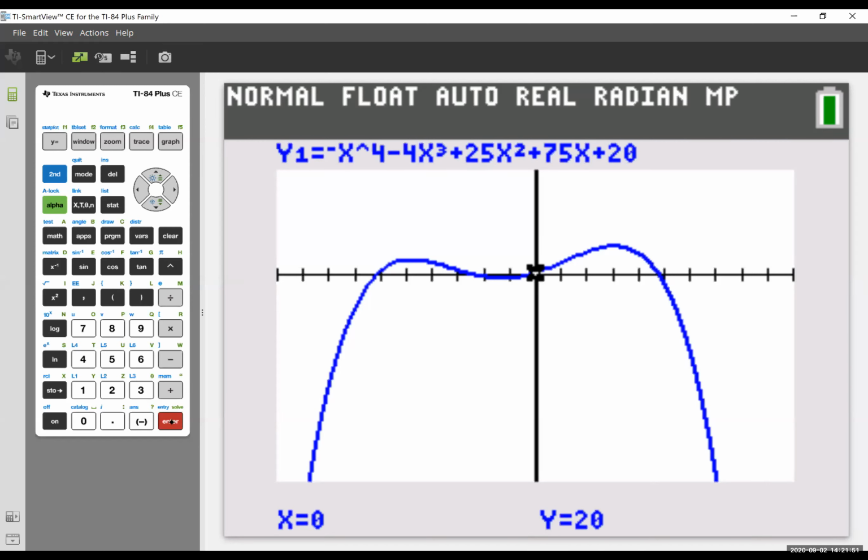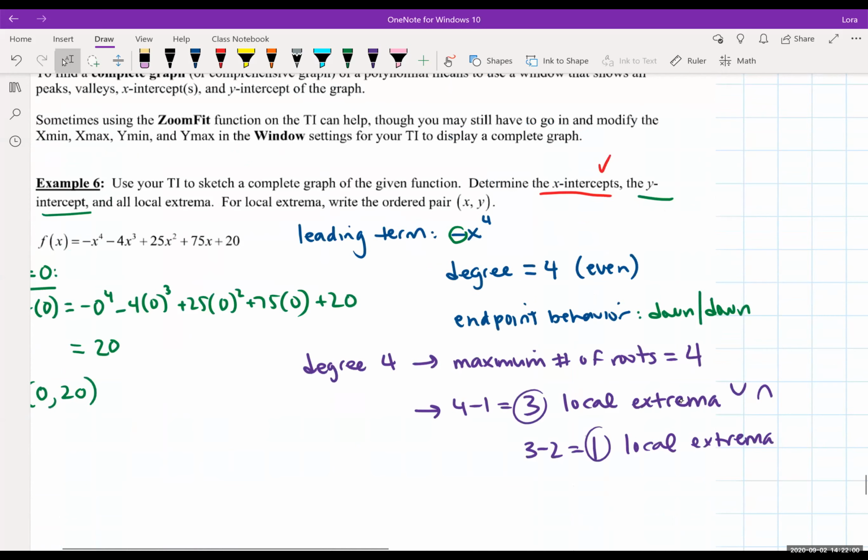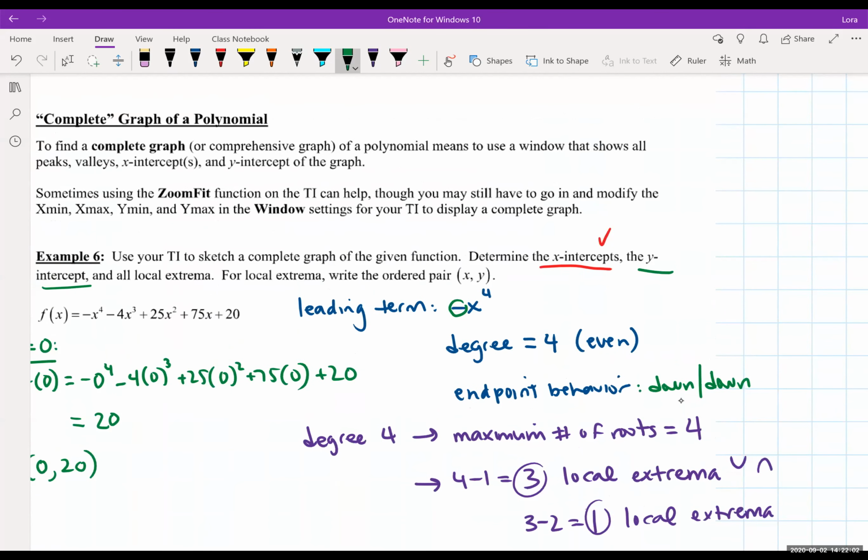Okay, so let's move on. Let's go back and make sure. Looks like we found the y-intercept. I'm going to check my directions one more time. We're good to go on the y-intercept. The last thing is local extrema. Okay, so let's take a look at the local extrema.